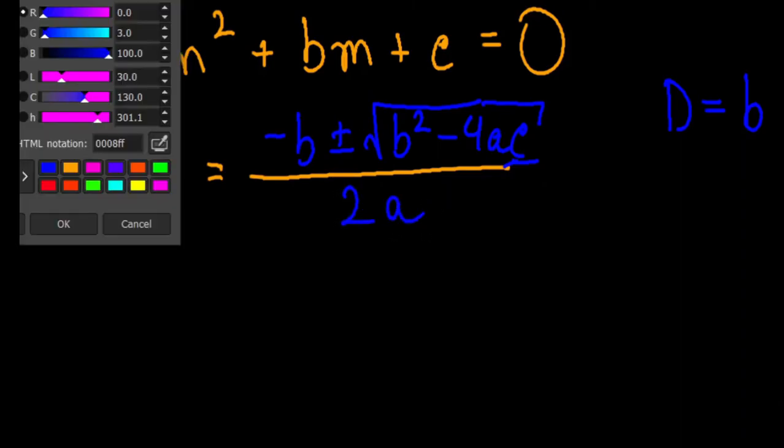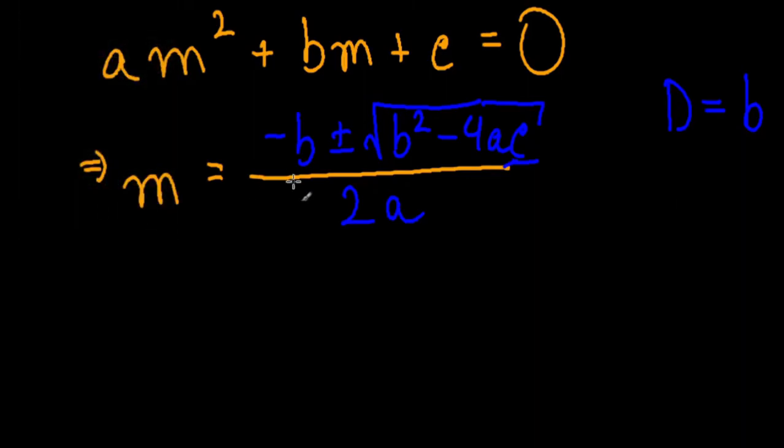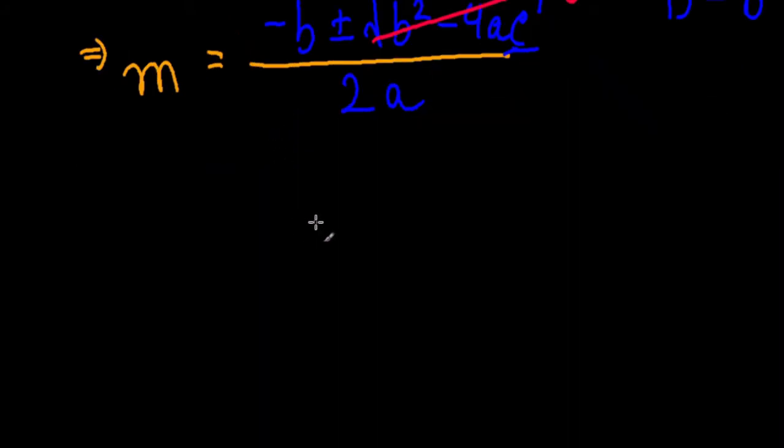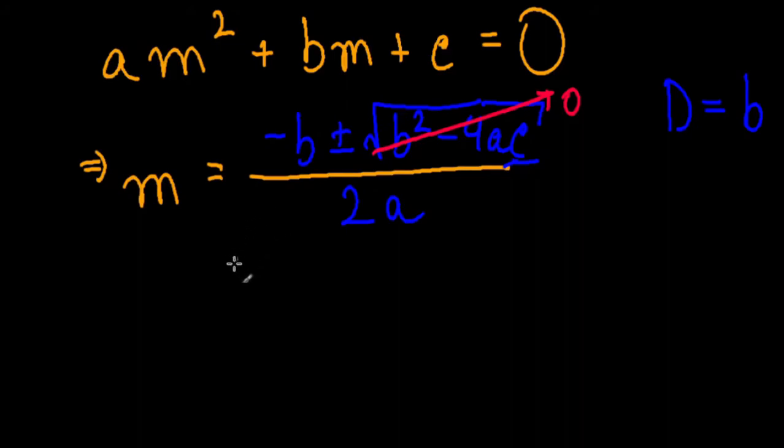But what did we just say a while ago? Well, our discriminant, which is b squared minus 4ac, is 0. This whole thing is 0, so this term doesn't matter. Your root is going to be, as expected, only one root. It's going to be negative b by 2a.